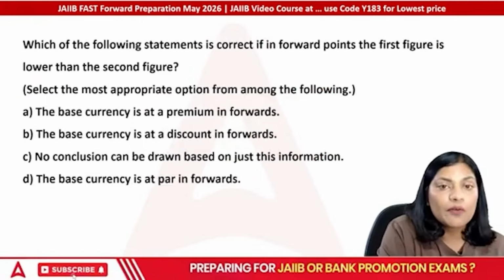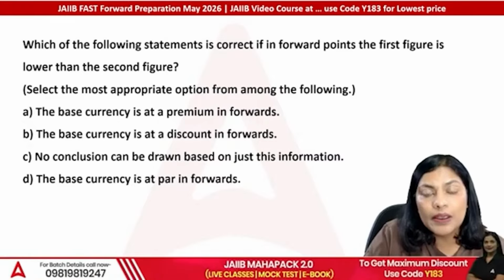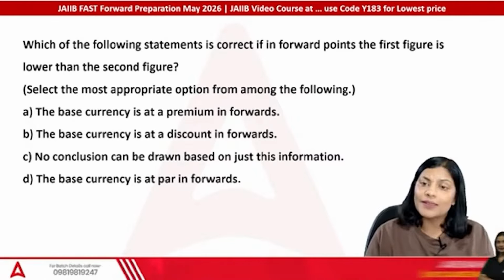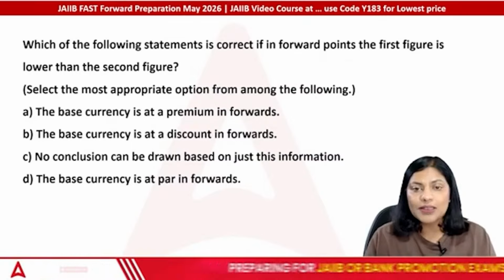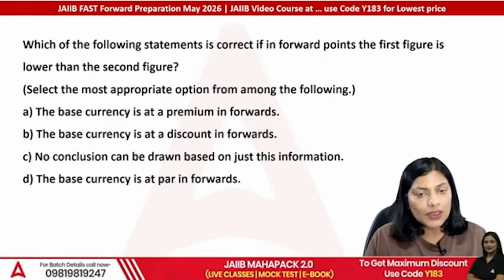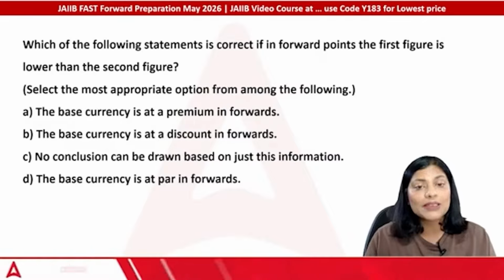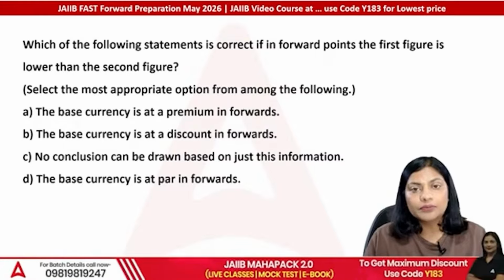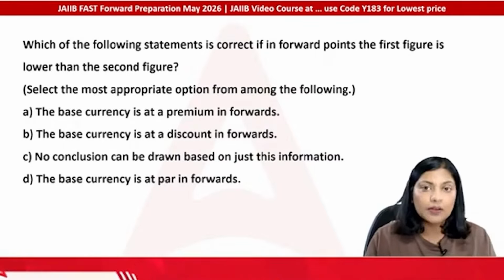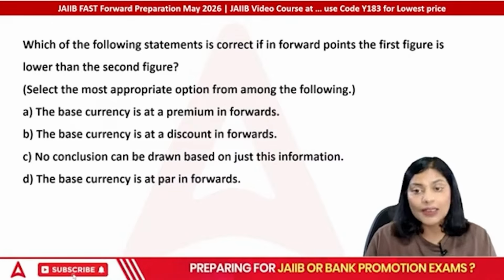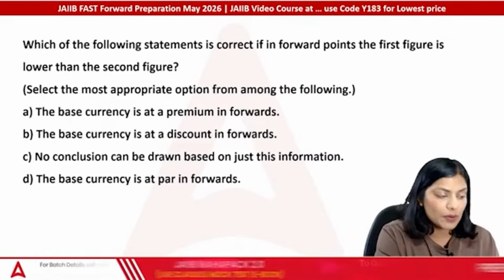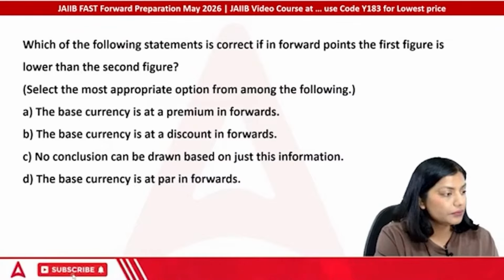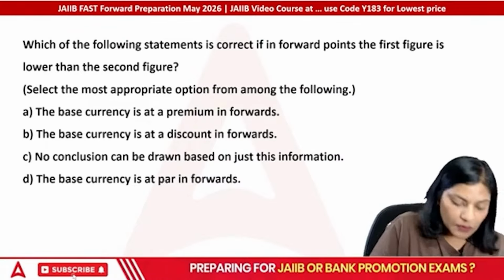This is a previous year question also on the same pattern, like which among the following is not an approach used for calculating the cost of equity. Then, which of the following is correct if in forward points the first figure is lower than the second figure? The base currency is at premium in forwards. The base currency is at discount in forward. No conclusion can be drawn based on this information. The base currency is at par in forward. If the first figure of the forward points is lower than the second figure, then what are we going to assume, or what will that mean?